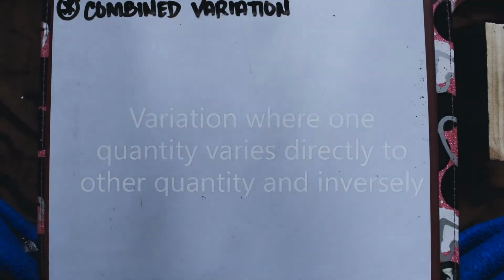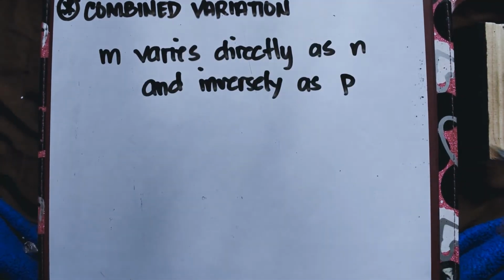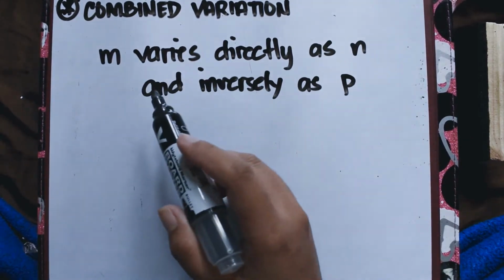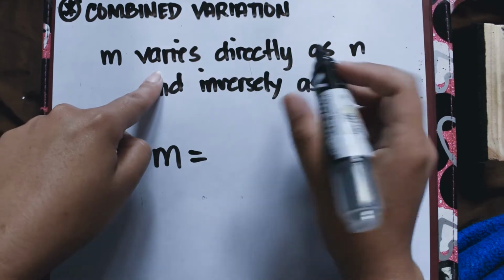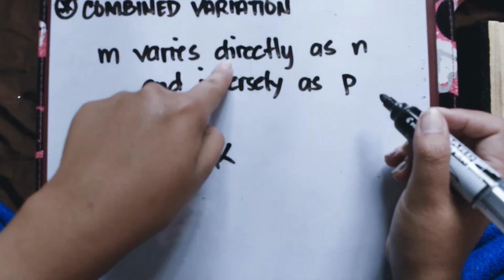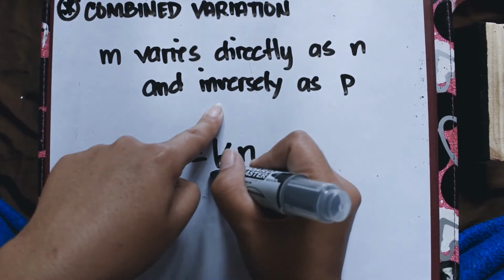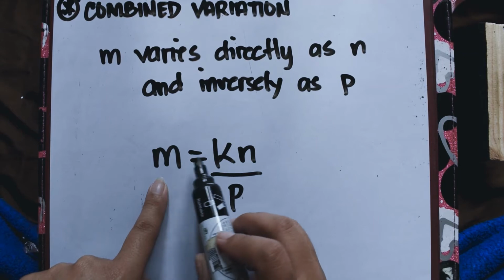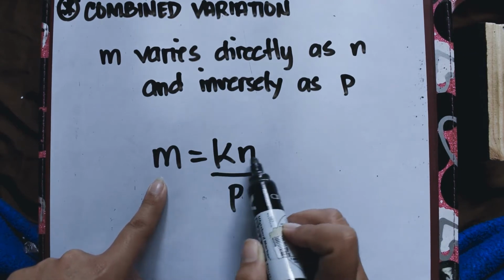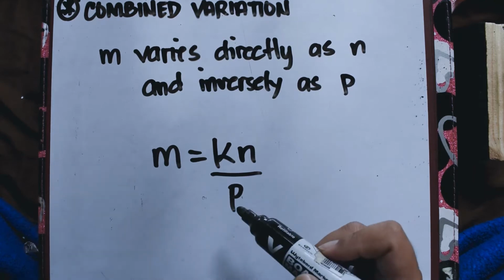So, para mas maunawaan, mag-translate muna tayo. Okay, so yan, i-translate muna natin to. So, paano po ba yung combine? So, sabi dyan, M varies directly as N, and inversely naman as P. Diba sabi ko kapag inverse nasa ilalim. So as P. So nakuha, ganun lang kasimple. Again, M varies directly, katabi si N, directly as N, and inversely naman as P. So nasa ilalim si P.